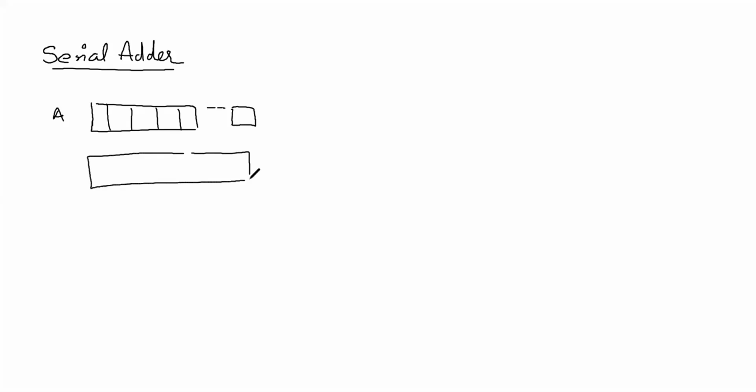Similarly, this is register B or operand B, which has stored information about the operands. The operand size can be anything. It could be 4-bit, 8-bit, 16-bit, 64-bit, or any number of bits. The circuit should work. So we are designing this serial adder.